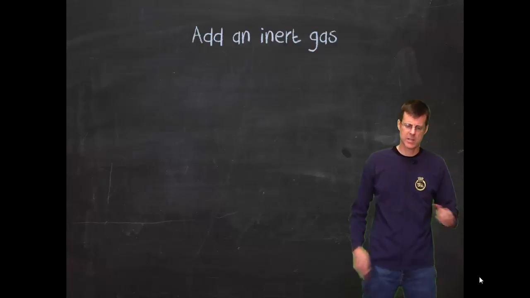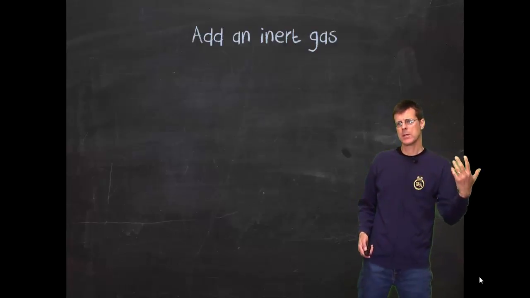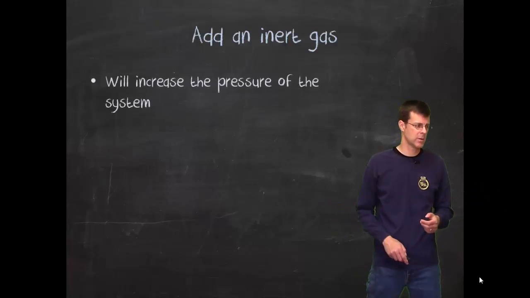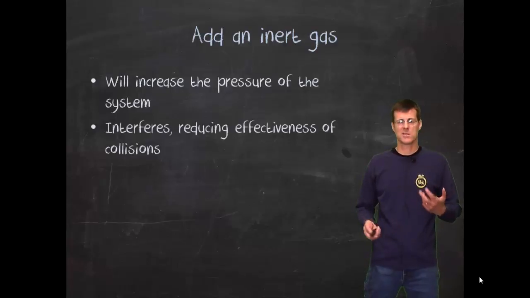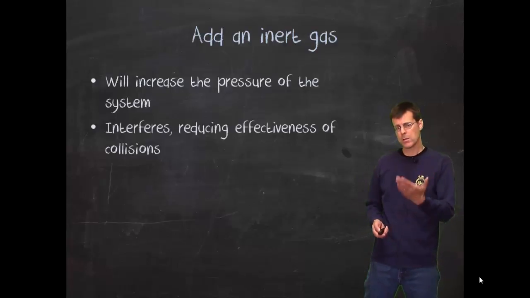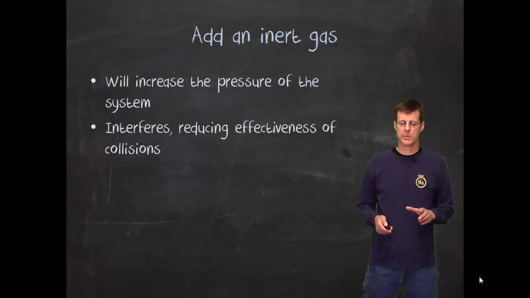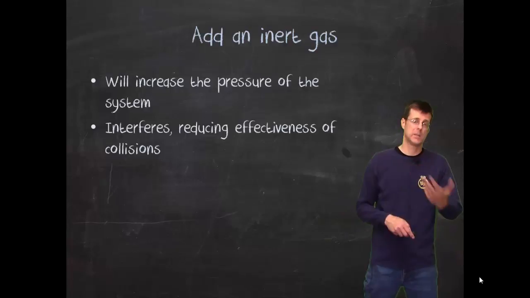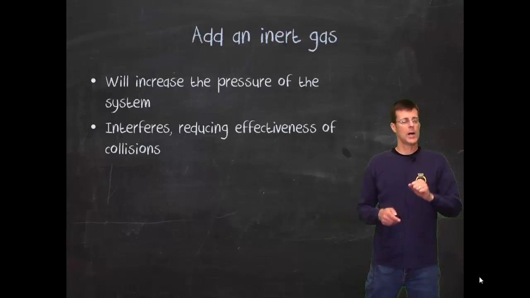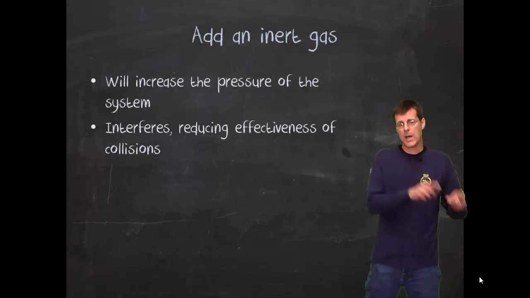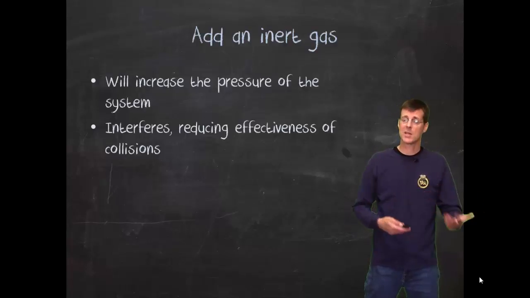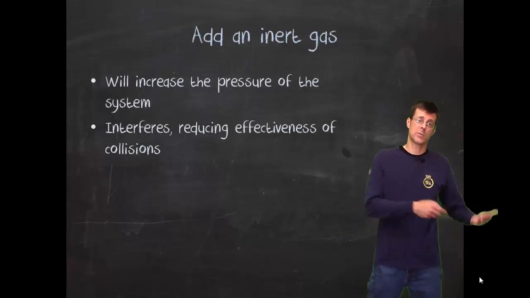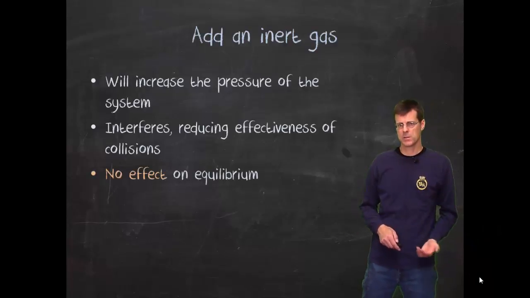What if I add an inert gas? I have a reaction involving nitrogen and oxygen, and I start pumping in helium. That helium is not going to react with anything. What's it going to do? Really, all it does is get in the way. Now, I will increase the pressure. This is where things get a little bit dicey, because if I decrease the volume, I increase the pressure. If I pump in a new gas, I'll also increase the pressure. But the inert gas, the gas that's not involved in the reaction, as I said, is getting in the way. It's interfering and reducing the overall effectiveness of some of the other collisions. So it has no effect on the equilibrium as well.